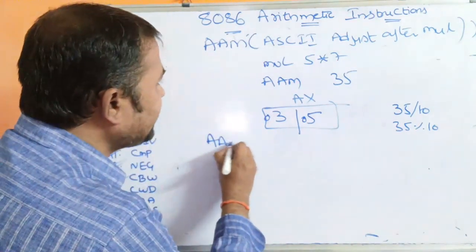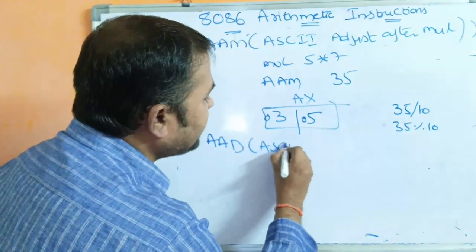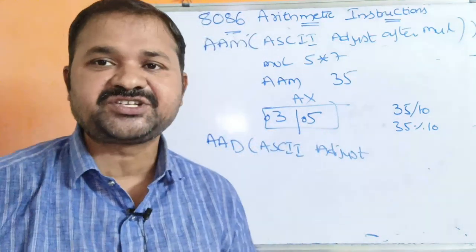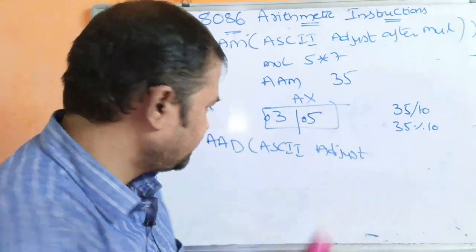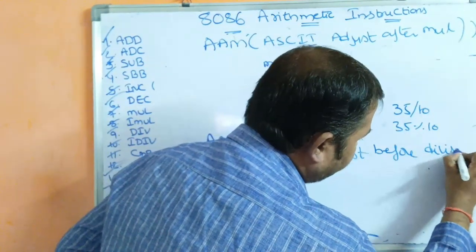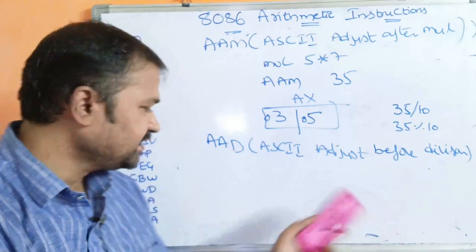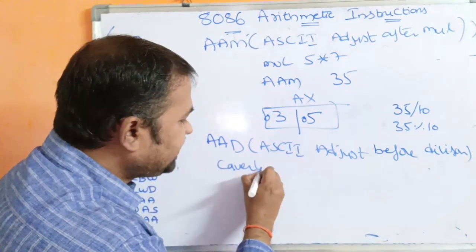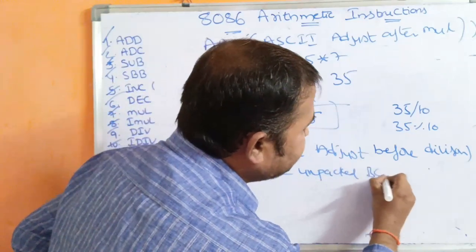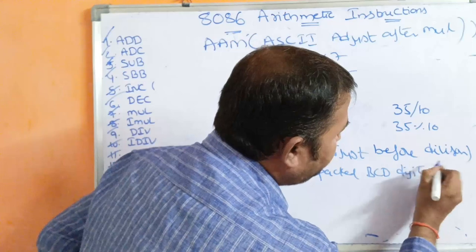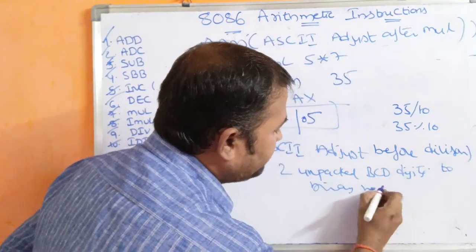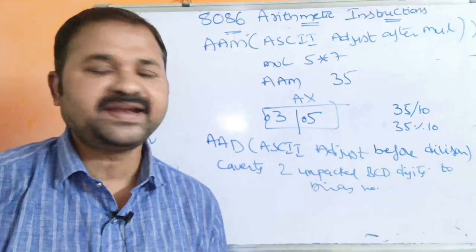And the last operation is AAD. AAD stands for ASCII adjust. Till now we have performed after subtraction, after addition, after multiplication. Whereas the AAD operation is performed before the division operation only. It converts two unpacked BCD digits. First it converts the unpacked numbers into binary numbers. It converts those two digits into binary numbers.